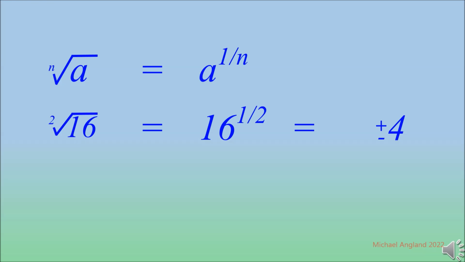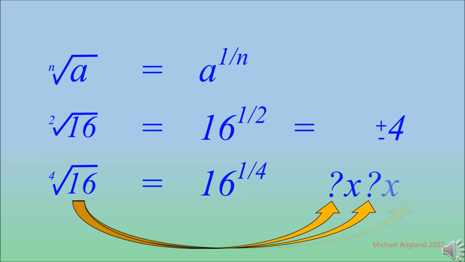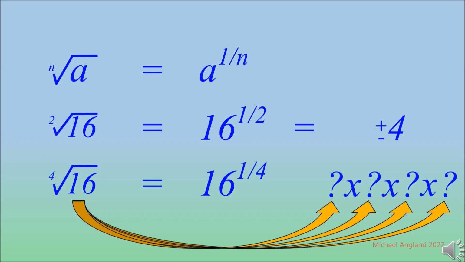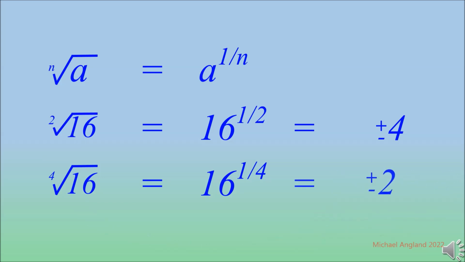Here's another example. The fourth root of 16, which is equal to 16 to the 1 over 4. That means what number multiplied by itself 4 times gives 16? Well, we happen to know that that's 2, because 2 times 2 times 2 times 2 is 16. So the fourth root of 16 is 2, or, in this case, negative 2 also. So the nth root of a means the number multiplied by itself n times that gives a.